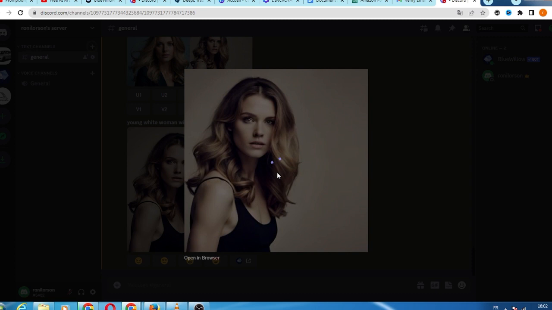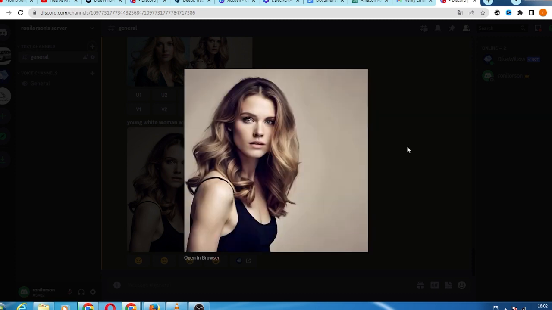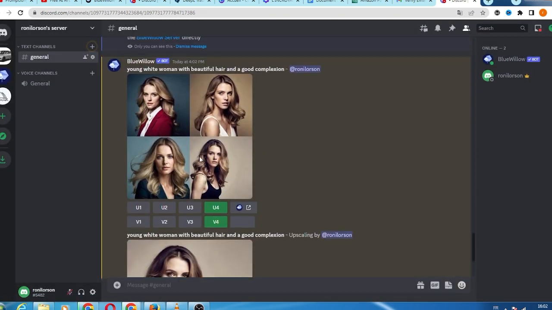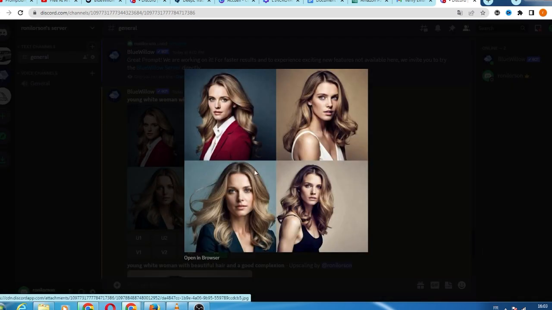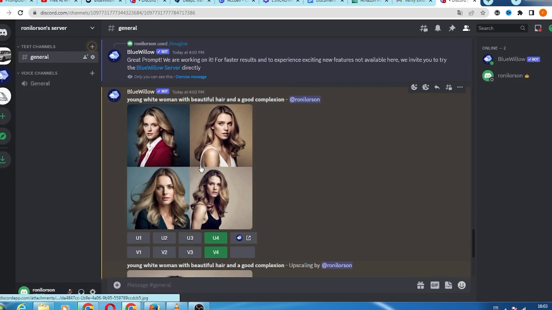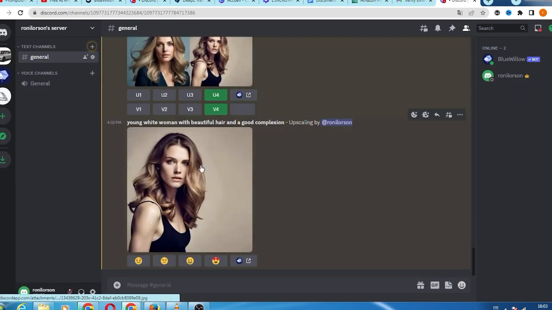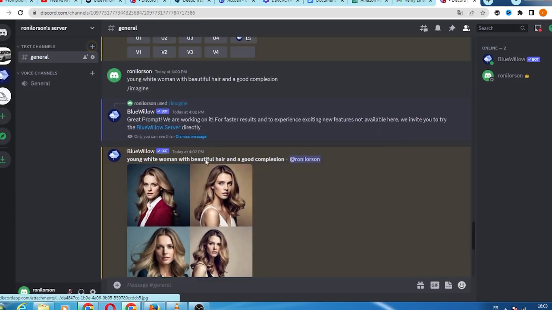BlueWillow versus Midjourney in terms of results and differences. You may be wondering how BlueWillow compares to Midjourney in terms of results. I tested both AI image generators with the same prompts, and while both can create beautiful images, there are some differences between the two. BlueWillow seems to have a more playful aesthetic, while Midjourney is more artistic.